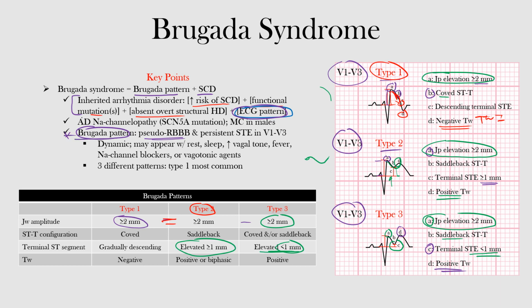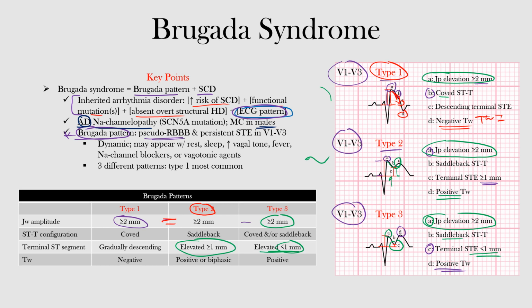Remember, this is an autosomal dominant, meaning that you only need one mutation to pass it along, and that's why we want to screen for family members if we see one that has it. It's a sodium channelopathy, and it's this SCN5A gene mutation. Remember, it's more common in males, and they're at greater risk for these malignant ventricular arrhythmias.